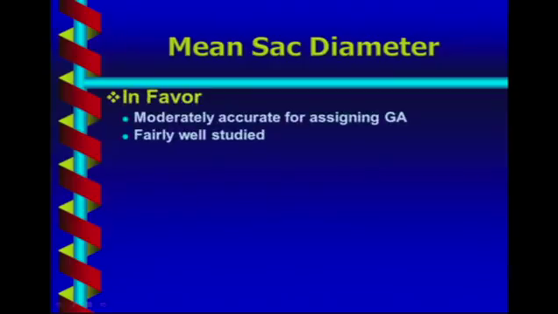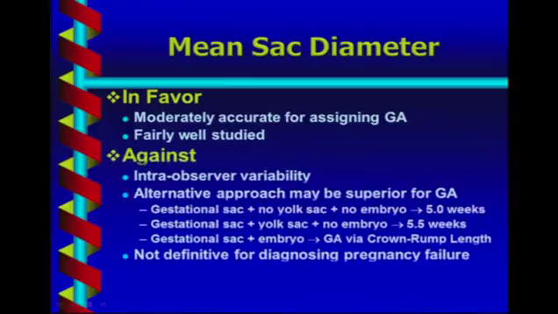So if we look overall at the mean sac diameter, in favor of it is that it's moderately accurate for assigning gestational age and fairly well studied. But against the mean sac diameter is that there's a fair amount of intra-observer variability. If two people measure the mean sac diameter, they can get somewhat different answers. And there is an alternative approach that may be superior for assigning gestational age.